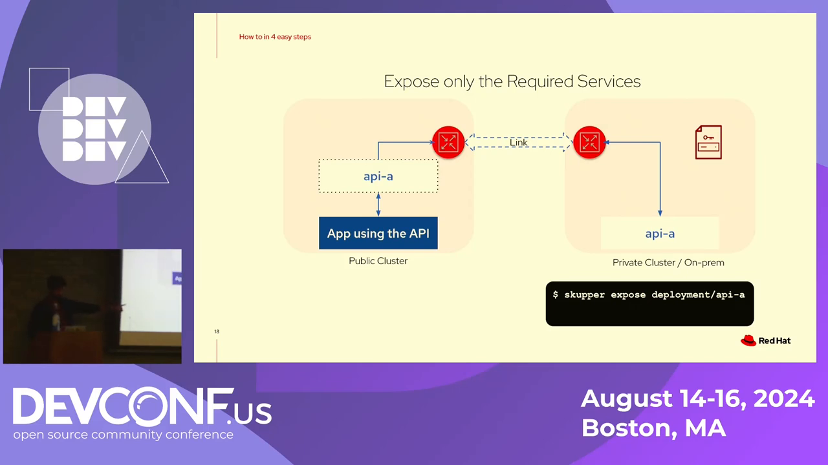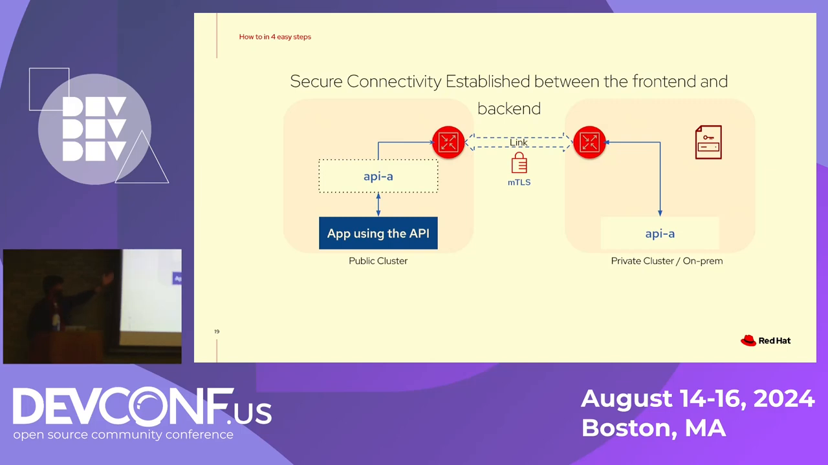Once you hit the skupper expose command, a virtual service will be formed in the public cluster, saying this is your actual API that you can call to get the API response. The app doesn't really know the location of this actual API. It thinks it has an API in its local environment, and it calls the virtual service of the API. The virtual service will look like a local Kubernetes service, or a local service if you're running it in a VM. It calls this local service, and the call goes to the router, from one router to the other, to the API, and back. That's how the connectivity is established, and all the communication between the routers is mTLS encrypted.